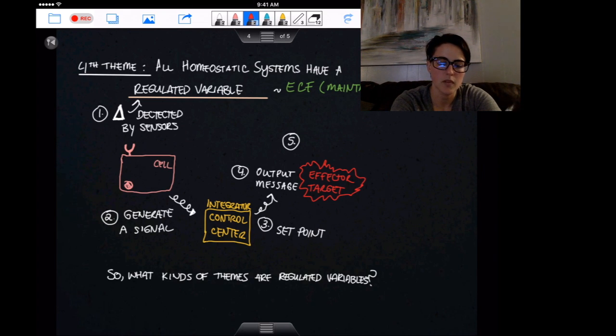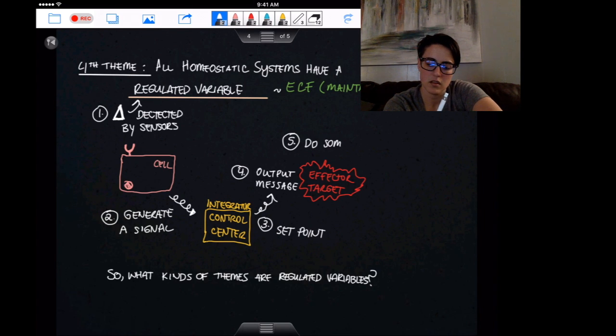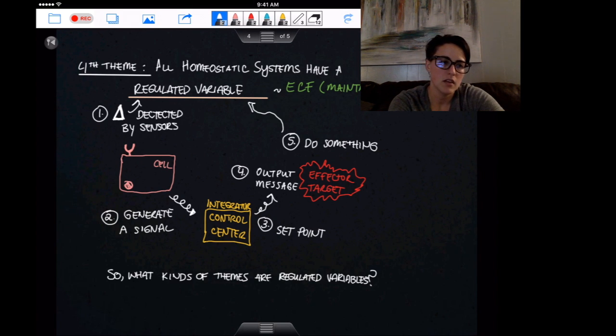All right. So what's it going to do then? What's our number 5 step? Well, it's got to cause something. It's going to do something. It's going to cause some sort of action. And it's going to travel back to that regulated variable and either cause a change in it or cut off that negative feedback loop. So we'll learn later on what a negative feedback loop is.